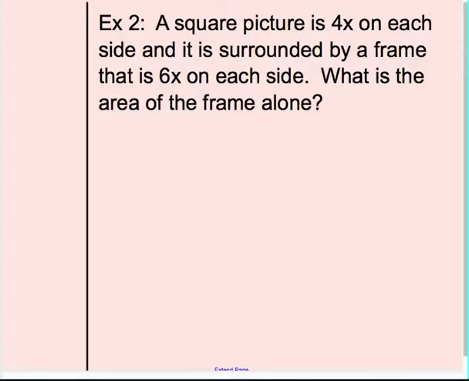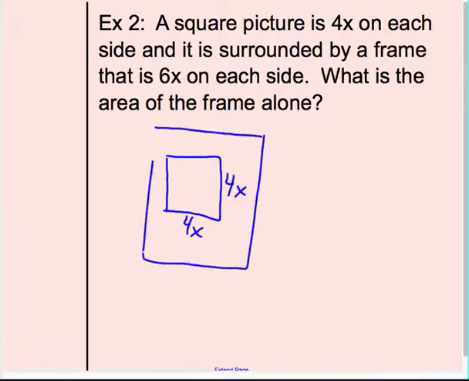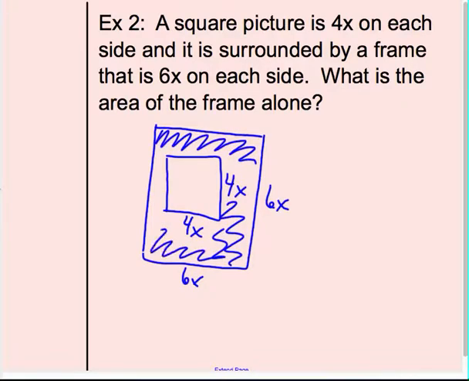All right, so now we're going to take a look at a little application. We've got a square picture. Anytime I'm given a word problem, I like to draw out a picture. So I've got a square picture that is 4x on each side, and it's surrounded by a frame that is 6x on each side. And the question is, what is the area of the frame alone? So we're looking for the area of just this piece.